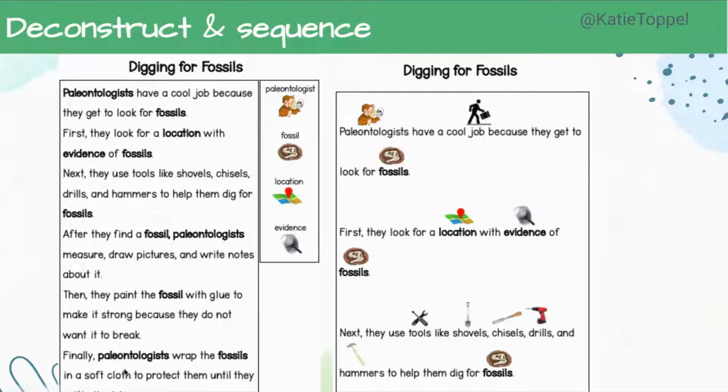And Dr. Katie Topple just added a little word bank here. Because she teaches kindergarten, she then took the text here: Paleontologists have a cool job because they get to look at fossils. She took that sentence and she put it over here. Paleontologists, here's a paleontologist, have a cool job, here's the job, because they get to look for fossils. Then the next part: First, they look for a location with evidence of a fossil. Do you notice how fossil is repeated here to help them understand?